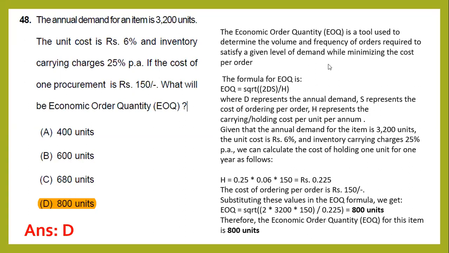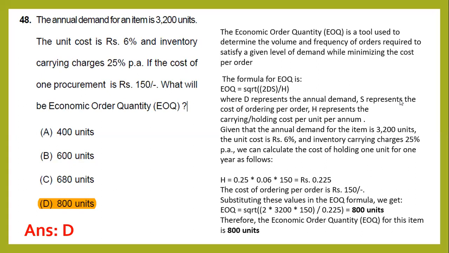So first of all, you should know what you mean by economic order quantity. EOQ is a tool used to determine the volume and frequency of order required to satisfy a given level of demand while minimizing the cost per order. It is given as square root of 2DS divided by H, where D is called annual demand, S represents the cost of ordering per order, and H represents the carrying or holding cost per unit per annum.